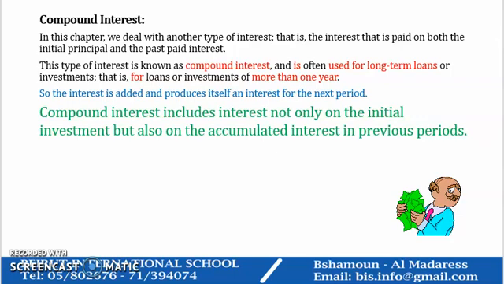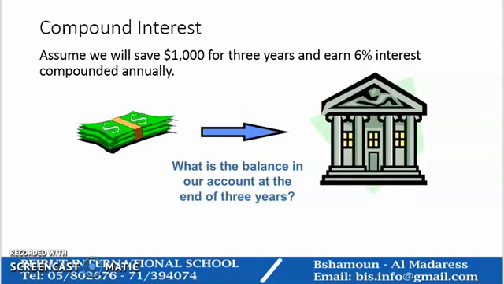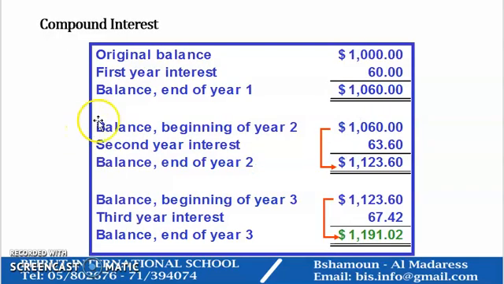So the interest is on the original balance and also on the interest earned after the first period. What do we mean by this? As an example, assume we will save $1,000 in a bank with an annual interest rate equal to 6% compounded annually. Now, the original balance here I have is $1,000. The interest after the first year is 6%, which gives us $60.